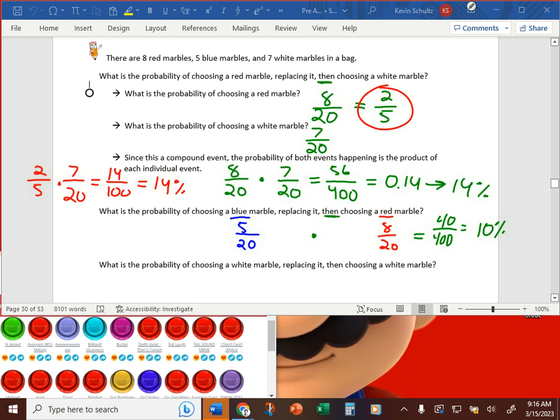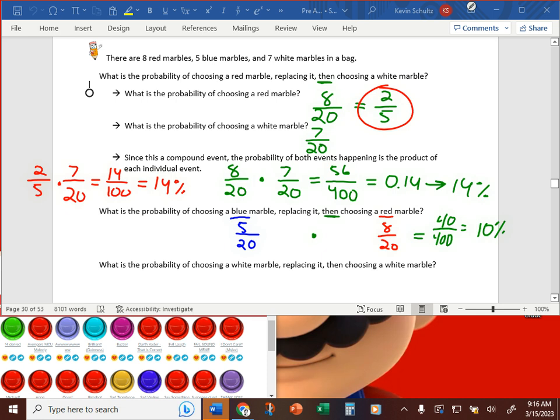William? What happens if you don't replace it? Good question. Further on down the page, we're going to come across a situation where you don't put that marble back. Let's do that one together. But before we do, one final chance at questions on this one here. Okay. Gregory, you have a question?